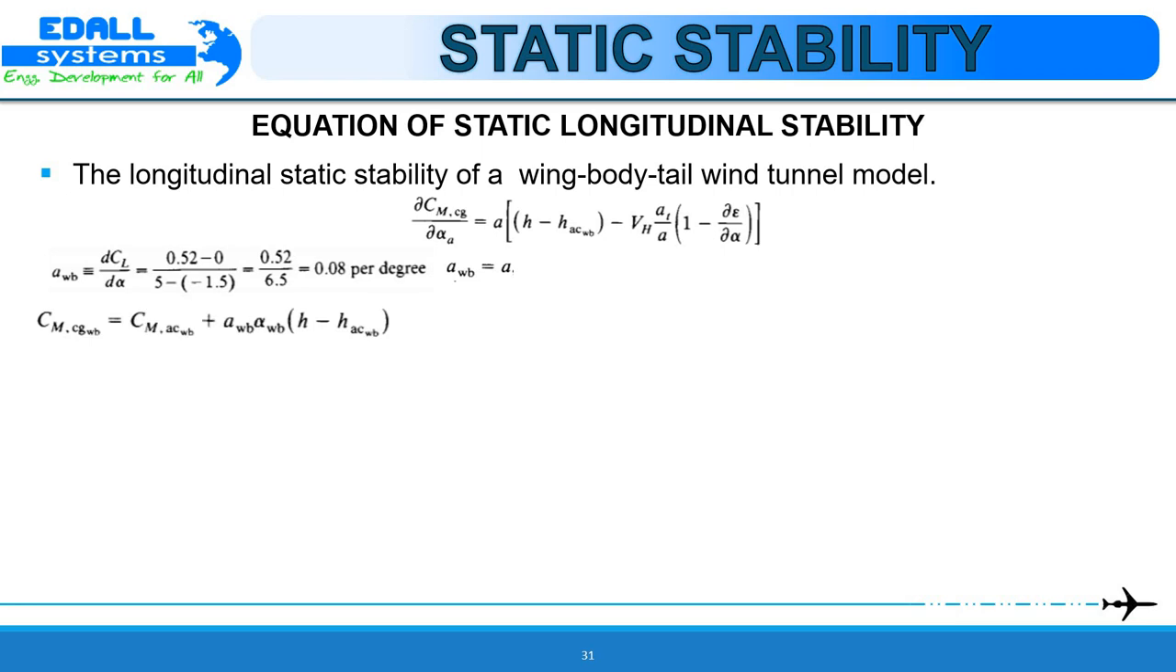Now we have to find the moment coefficient about the center of gravity with respect to the wing body combination. So Cm,cg,WB is equal to the moment coefficient about the aerodynamic center with respect to the wing body combination plus the slope of the lift curve and absolute angle of attack with respect to the wing body tail combination, multiplied by the lift acting through the moment arm h minus h of aerodynamic center with respect to the wing body combination.